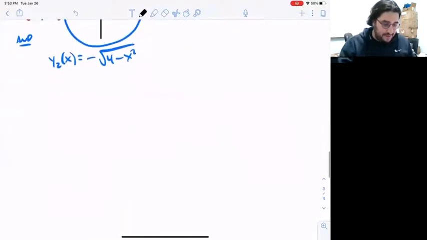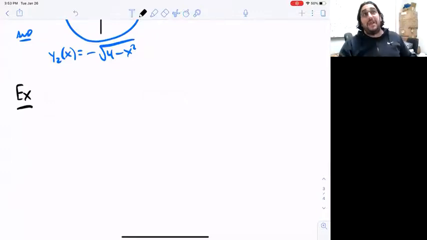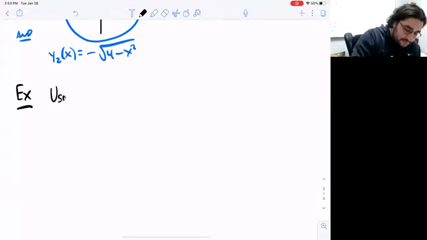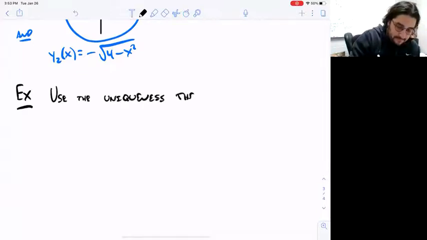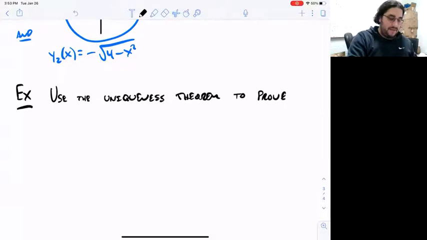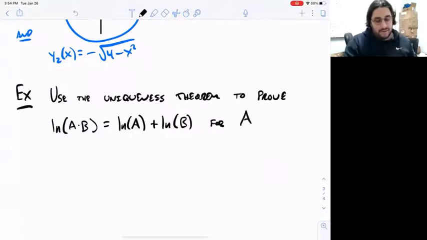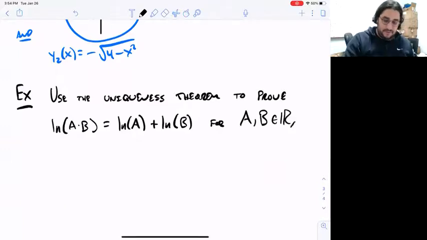I want to show another example, and maybe this one is a little bit more satisfying because we're going to see the theorem apply instead of see the theorem not apply. So let's use the uniqueness theorem to prove this property of logarithms. Say we wanted to prove this fact, that log of a times b equals log of a plus log of b. This is true for positive real numbers a and b.